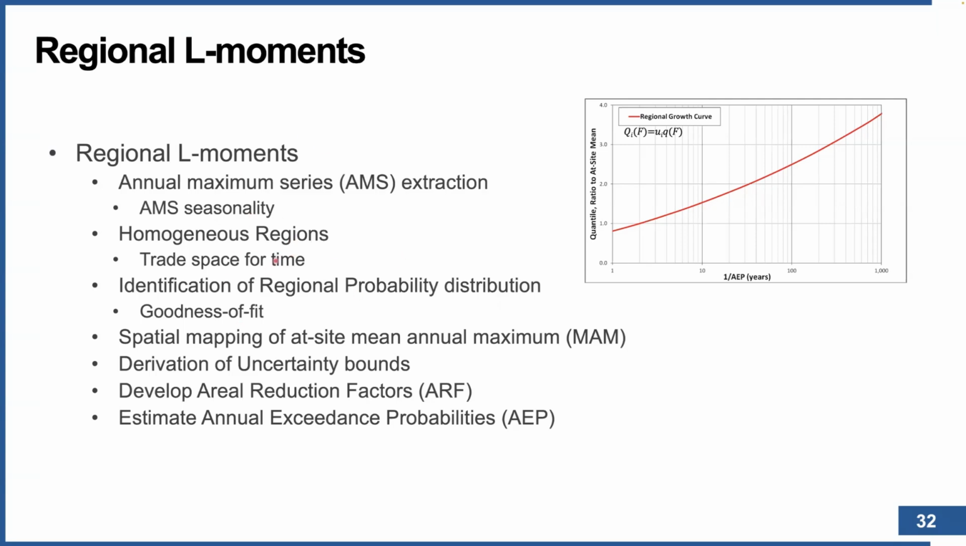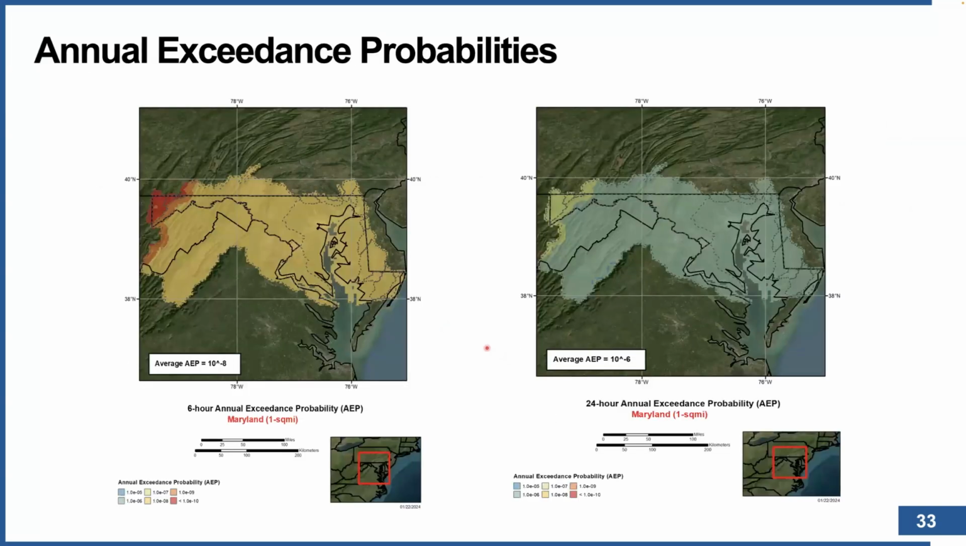It's a very well-known statistical process, but it really is based on the foundation of having enough station data to combine station years within homogeneous regions, getting the best goodness-of-fit probability distributions, and putting that information together at site, then scaling it and doing spatial mapping using mean annual maximum values and regional growth curves to get those values you need. Once you do that, you can distribute those annual exceedance probabilities across your area of interest and get an outcome of the AEP of your PMP.